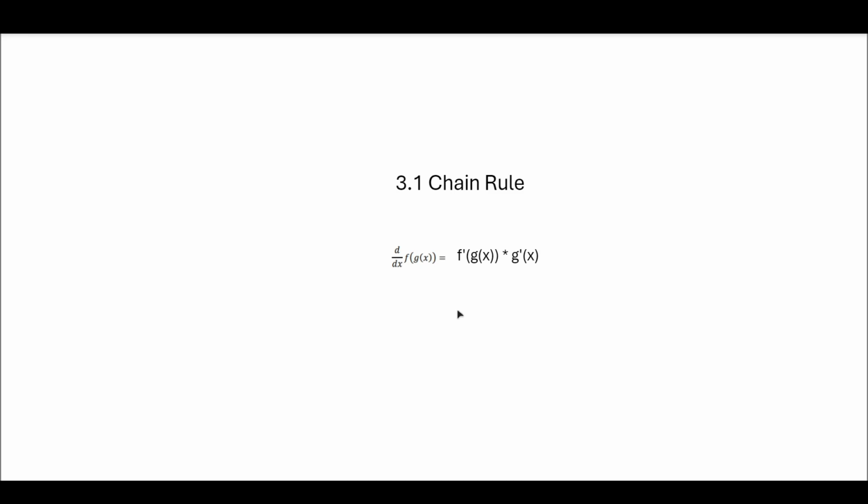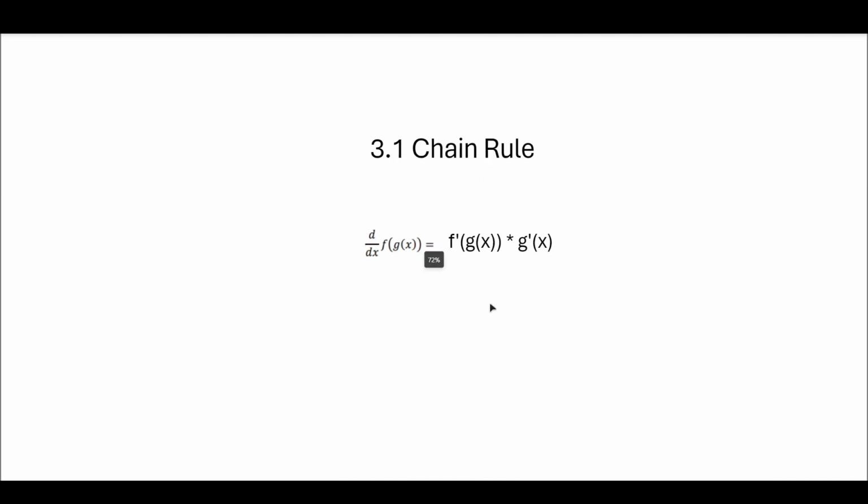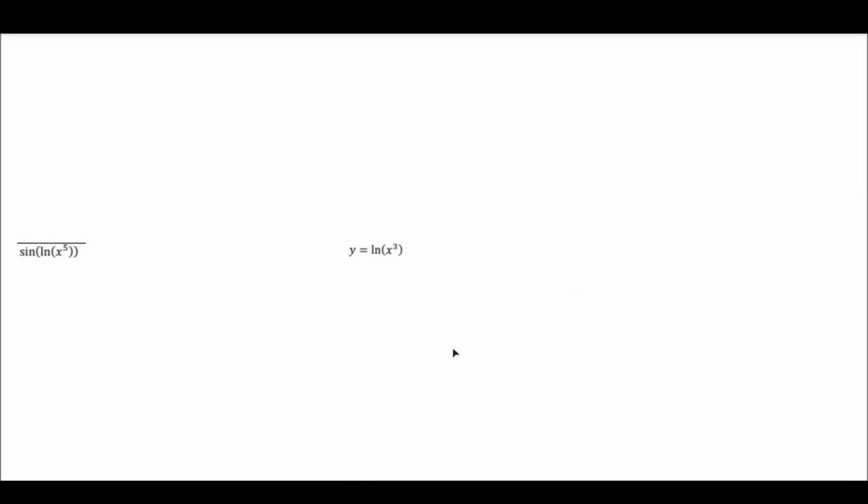When it comes to chain rule, all you're doing is taking the derivative of the outer function and then keeping the inner function the same, and then you're multiplying it by the derivative of the inner function. That's really it. So we're going to start off with some basic questions right here.